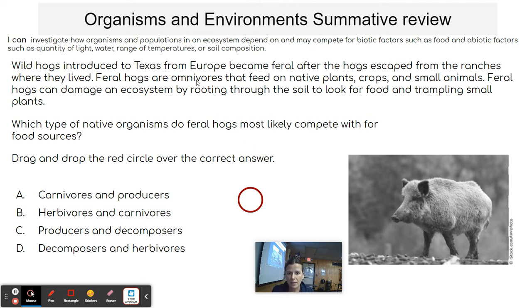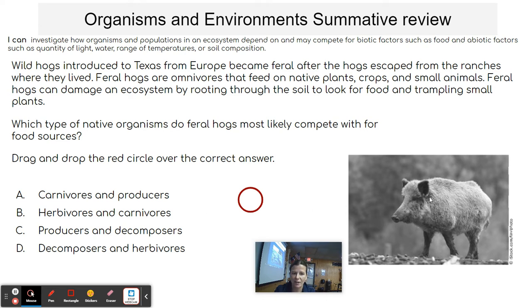So, going back up here, we understand that hogs are omnivores. Omnivores eat both plants and animals. So they would compete with other organisms that eat plants, those are called herbivores, and they would also compete with organisms that eat other organisms, those are carnivores.